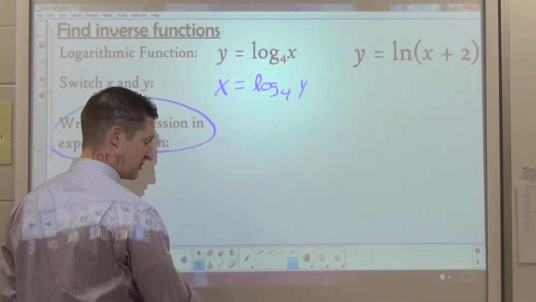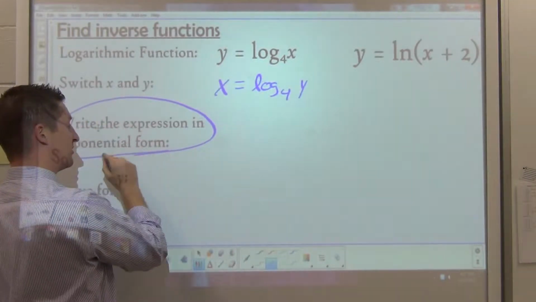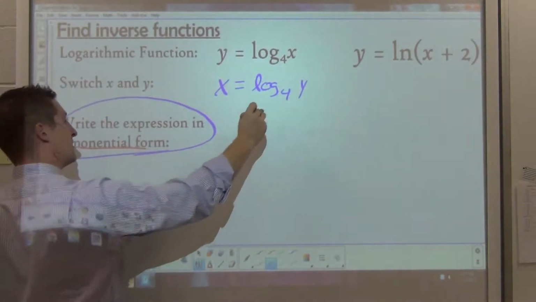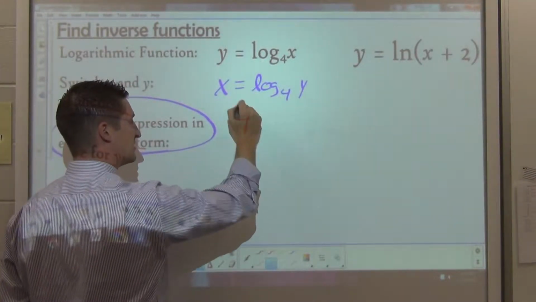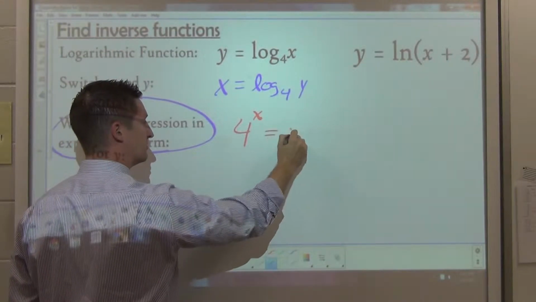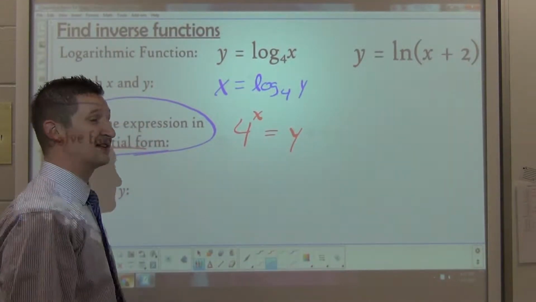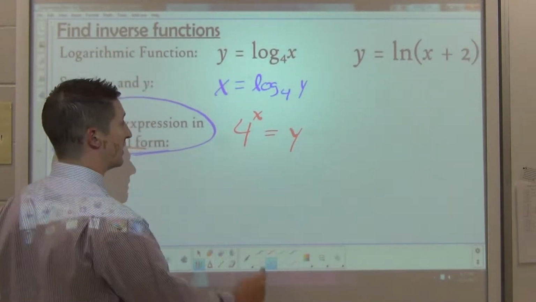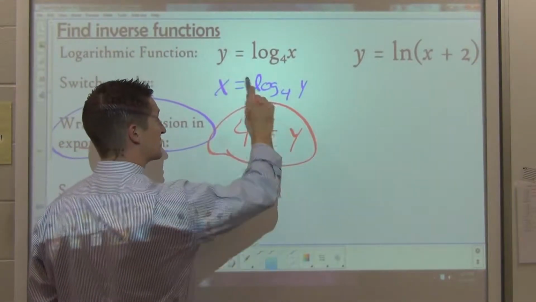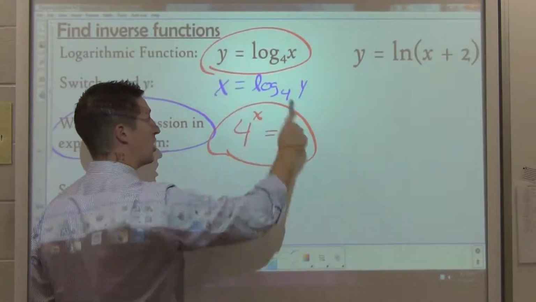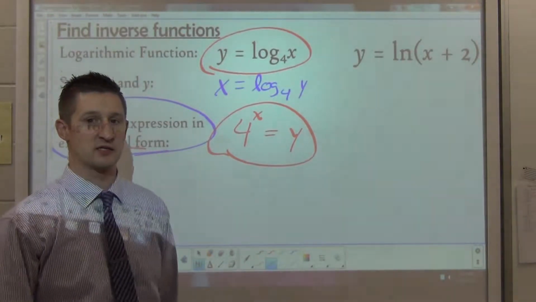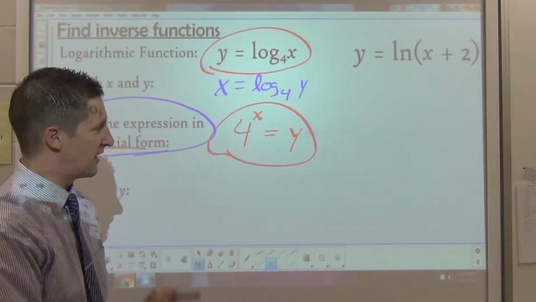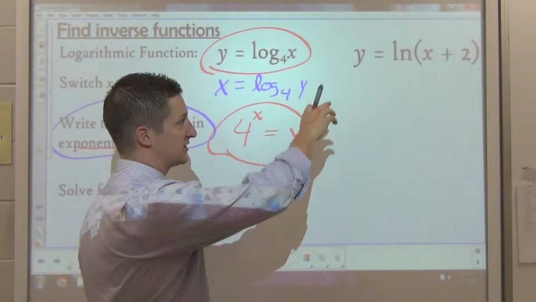So based on the definition of logarithms, if I just rewrite it in the other format, the exponential form, I would have 4 raised to the x power is equal to y. Y is all by itself, there would be my inverse. So I've got y equals 4 to the x is the inverse of the log base 4 of x. Well, there's another way that I could have you think about this. We'll come back in a second. We're going to do this next example here.